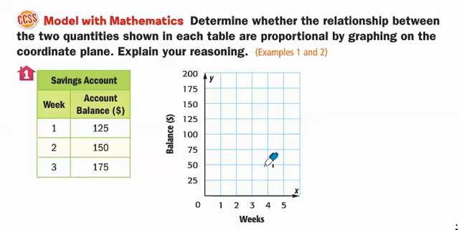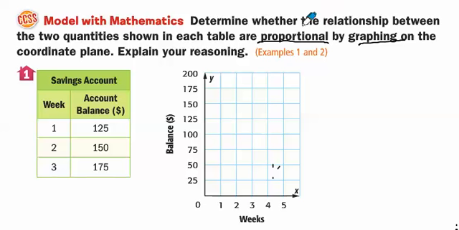This homework assistance video is designed to go with lesson 5 from chapter 1, graphing proportional relationships. Now let's look at the directions first. It says up here to determine whether the relationship between the two quantities shown in each table are proportional, but they want us to do it by graphing on a coordinate plane. Coordinate plane is just your XY axis like you see down here.